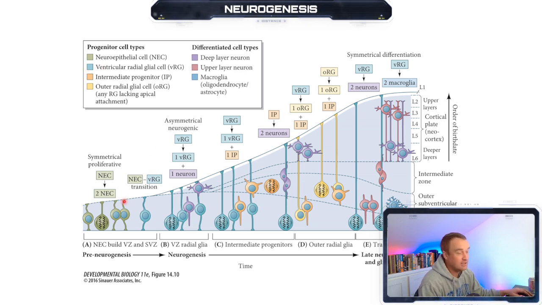So divisions of these cells occur in the ventricular zone. On this axis here, as time progresses, we get these zones forming. Remember, we had all these different zones that we talked about before in previous lectures. So everything under this line is the ventricular zone, okay? So this happens in the ventricular zone early in pre-neurogenesis.